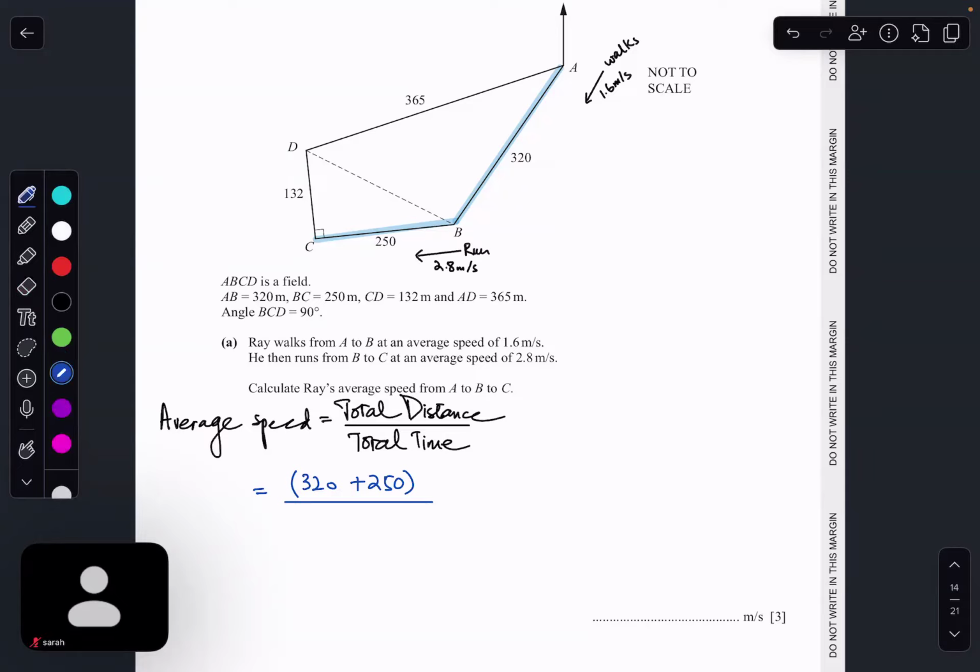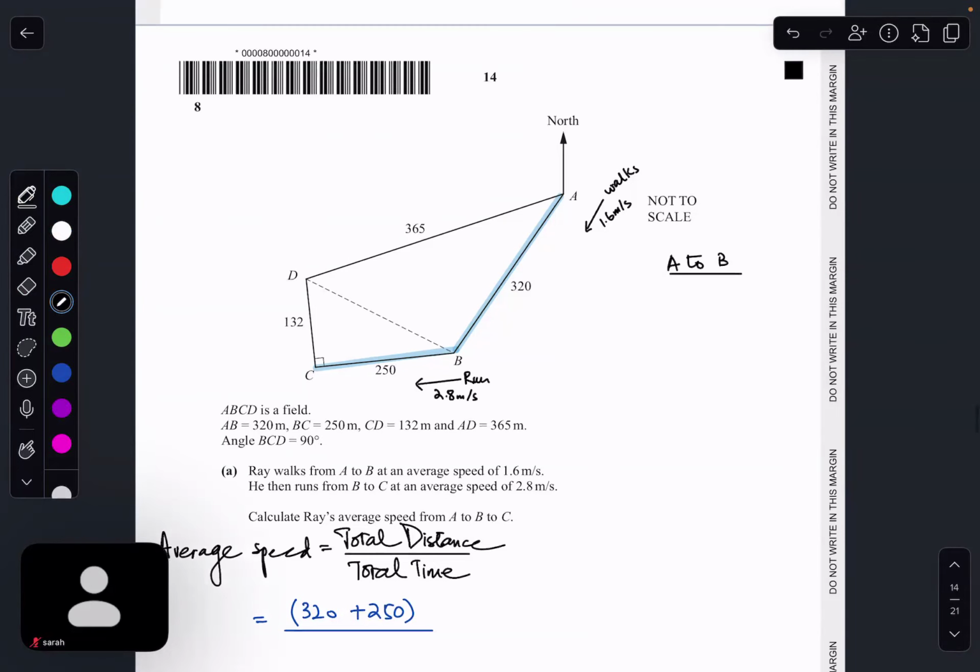So we have to use the information given to us to figure out A to B, he's walking. We can use this formula: speed is equal to distance over time. Rearrange it, distance is equal to speed into time. Rearrange it, time is equal to distance over speed. Because we want to figure out time.